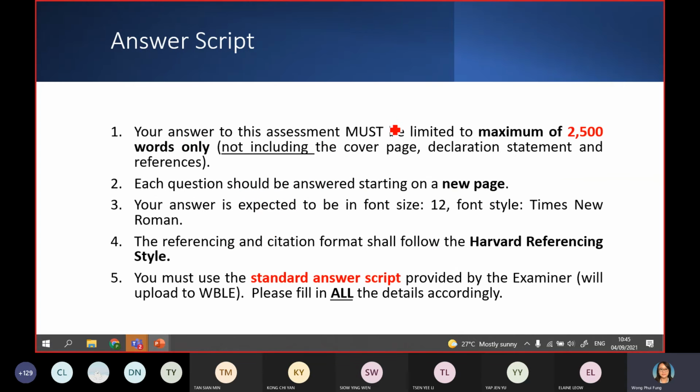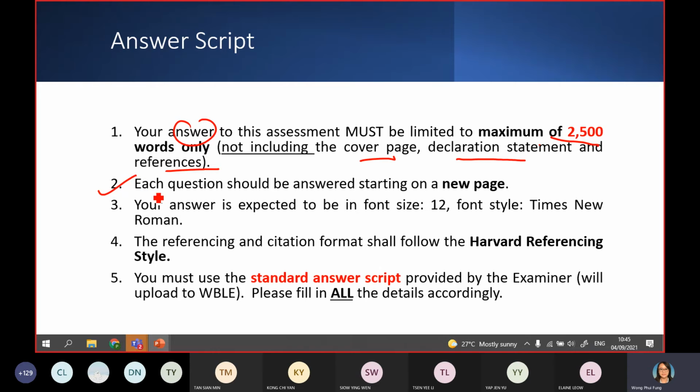And your answer to this assessment, maximum 2,500 words. So don't challenge me. You want to challenge whether I will count your work, is it? So you can try again. See whether I'll count your work or not. Okay, maximum 2,500, excluding cover page, declaration statement, and references.